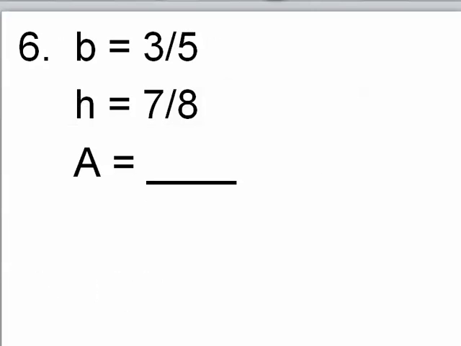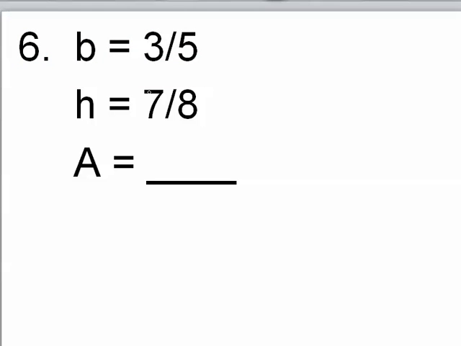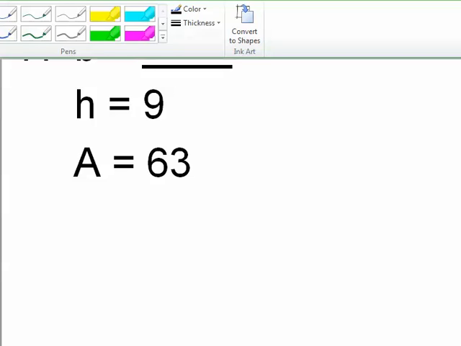The first parallelogram example, we have that our height is 7/8, our base is 3/5. So since area is base times height, we're going to take 3/5 times 7/8. Now when I multiply fractions, I multiply straight across the top and straight across the bottom. 3 times 7 is 21. 5 times 8 is 40. That cannot reduce, so 21/40 is my area. Same formula, area is base times height.